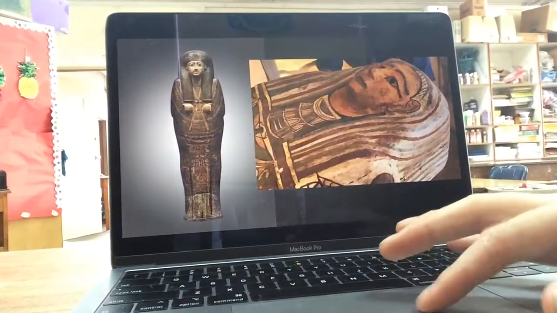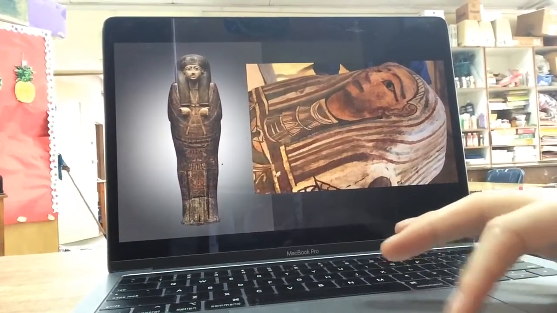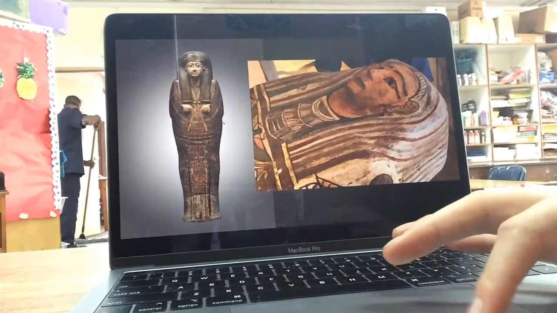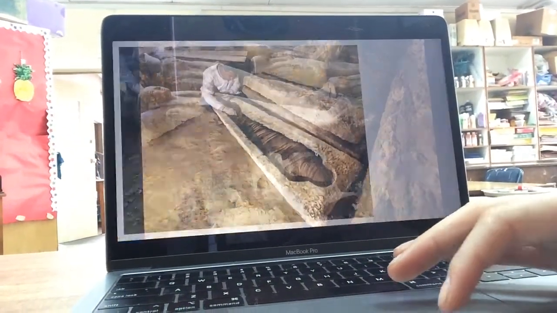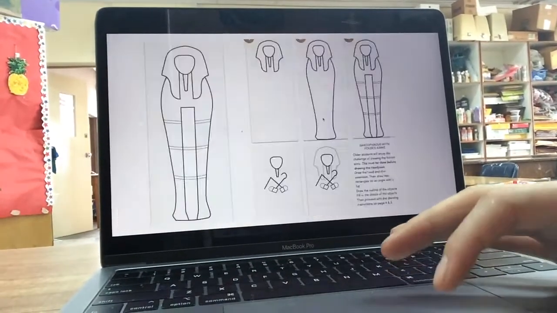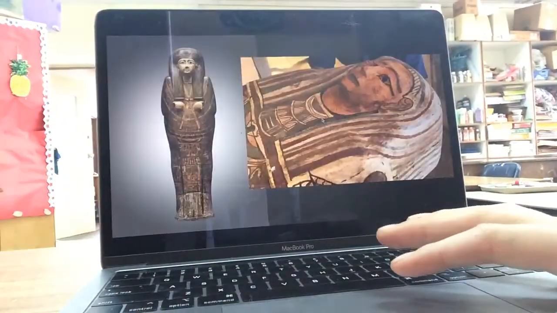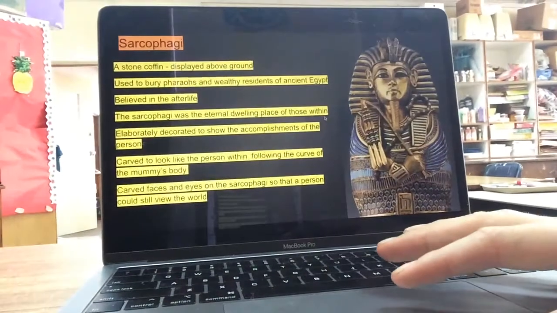And they were oftentimes made in the shape of the body. So you can see the hands here crossing over the front. Okay, this is the mummy within the stone sarcophagi. There's some more sarcophagi there. So what we're going to learn today is how to draw the face on the sarcophagi.